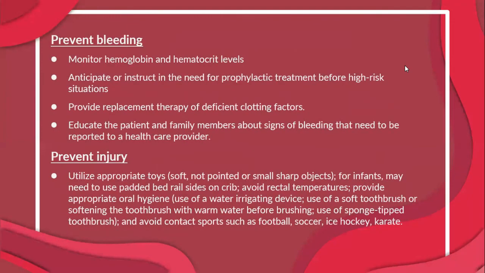In prevention of bleeding, monitor hemoglobin and hematocrit levels, anticipate or instruct in the need for prophylactic treatment before high-risk situations, provide replacement therapy for deficient clotting factors, educate the patient and family members about signs of bleeding that need to be reported to a healthcare provider. And in prevention of injury, utilize appropriate toys. So this is for infants or children. They may need to use padded bed rails on crib. Next is to avoid rectal temperatures or rectal procedures such as enemas. Provide appropriate oral hygiene such as the use of soft toothbrushes and avoid contact sports such as football, soccer, ice hockey, and karate because this may cause injury to the hemophilic patient.